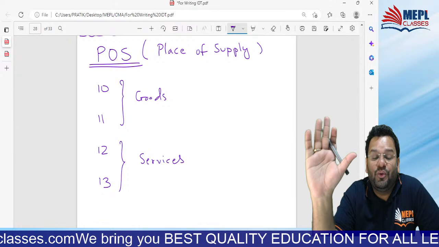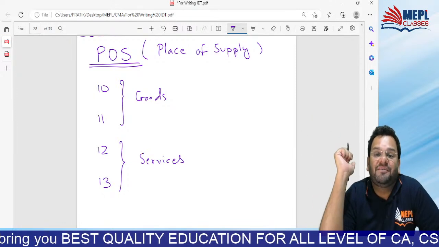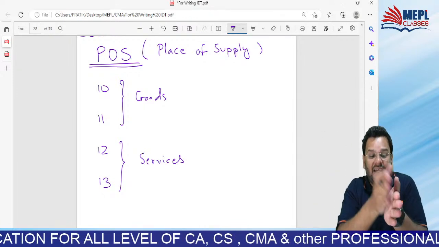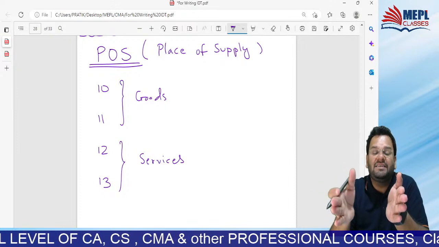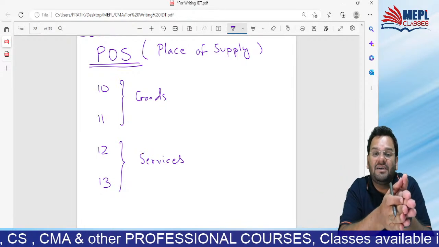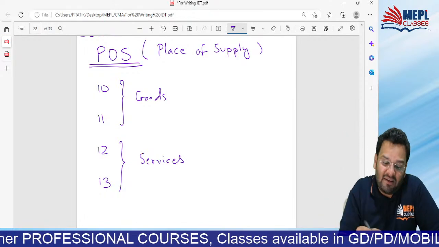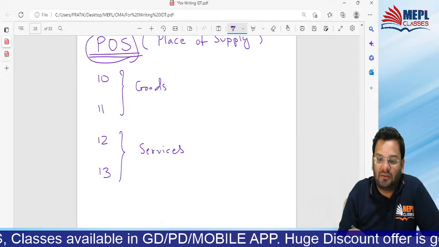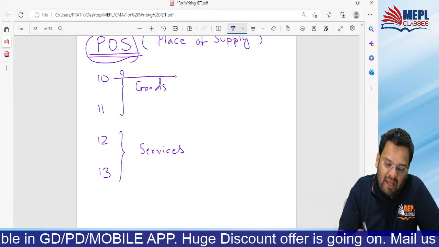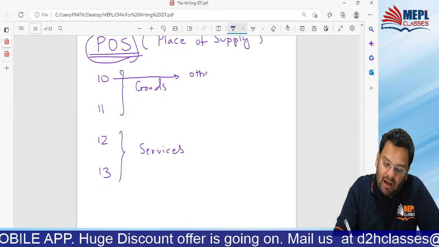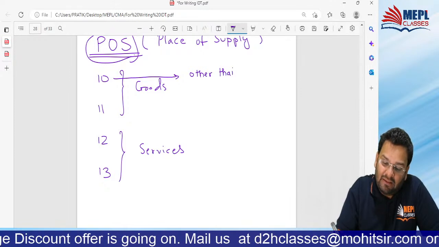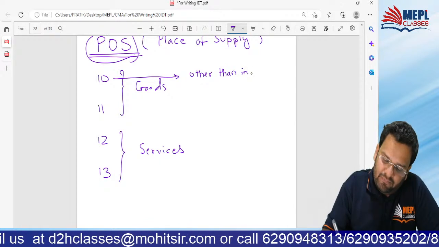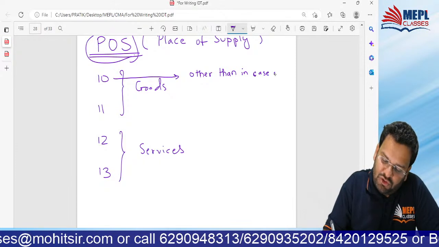You already know why place of supply is important. Place of supply is important because it, along with location of supplier, decides whether it will be intrastate supply or interstate supply. So how to exactly decide place of supply is discussed in 10, 11, 12, 13. If I talk about 10, it is other than in case of imports and exports.